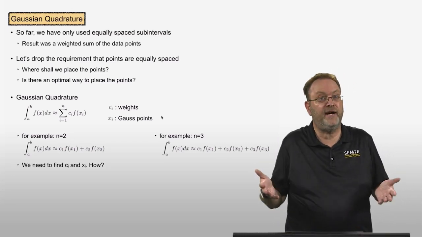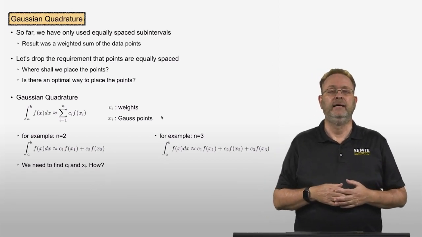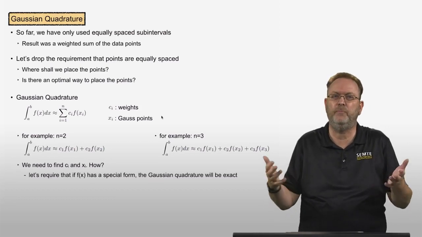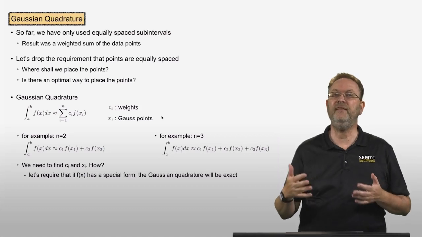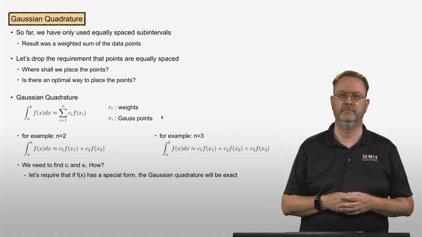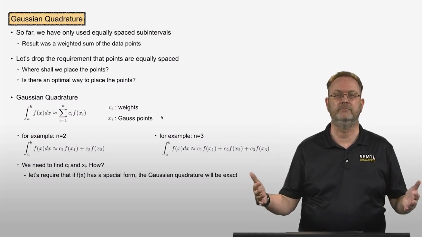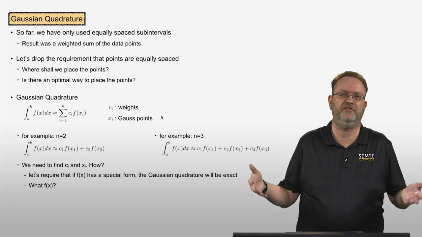Now, we need to find these weights c_i and the locations x_i. But how do we do this? We want to have them be optimal. So let's require that if f of x has a special form, the Gaussian quadrature will be exact up to round-off error. Okay, so what are those special f of x?